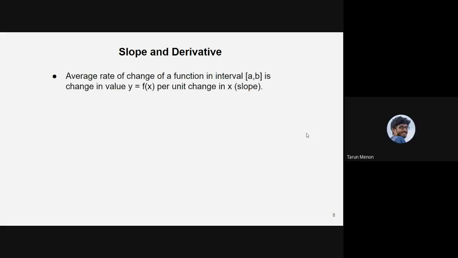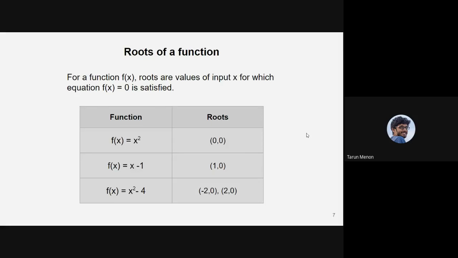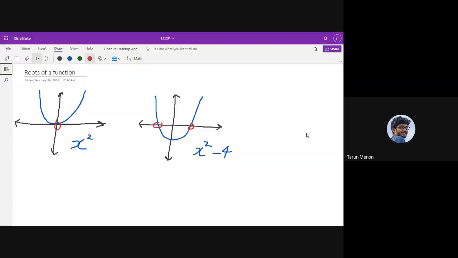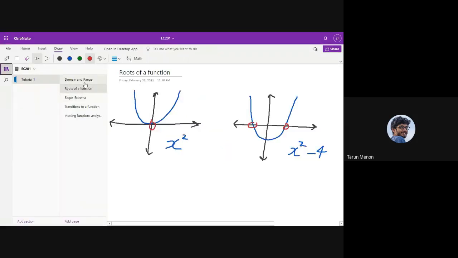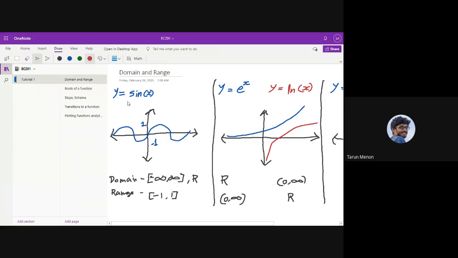Can you go back to the domain and range graphs? I didn't get why y equal to x cube is... I don't understand that part.